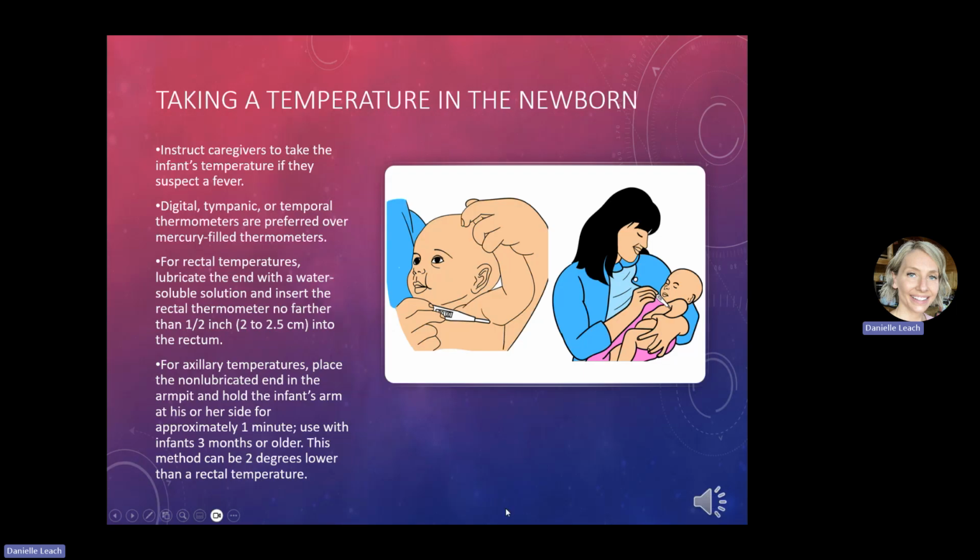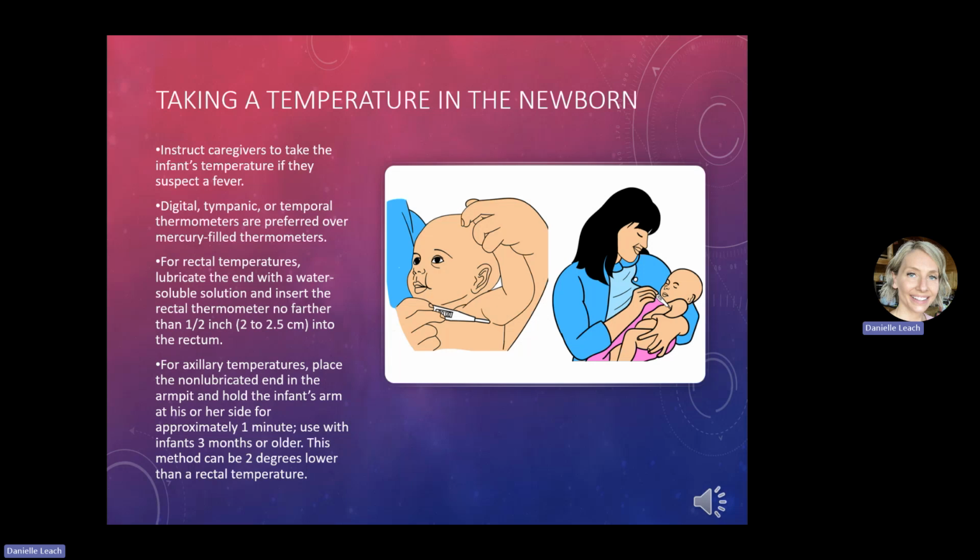We do want to teach the parents how to take a temperature in the newborn. The most popular way is to do an axillary temperature, and you can just use a normal oral thermometer for that. We can teach parents to do it in the same manner that we would do it. Let them know that they don't need to lubricate the thermometer in any way. Just hold it snugly under their armpit until it beeps.